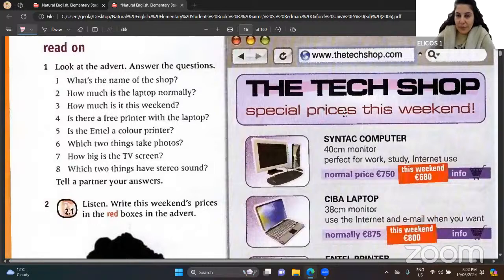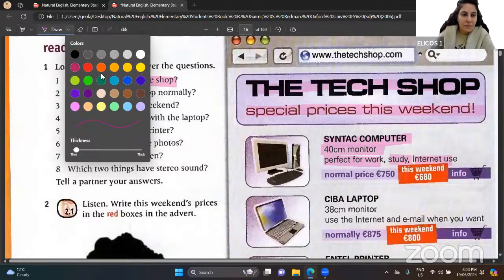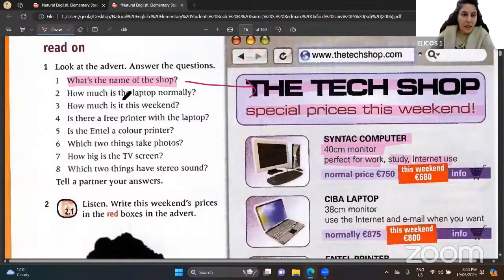The Tech Shop. Special prices this weekend. We have a Syntac computer, 40 centimeters monitor, perfect for work, study, internet use. So what's the name of the shop? The Tech Shop. How much is the laptop normally? 680. Yeah, pretend that's $1, so $875. So remember the laptop.